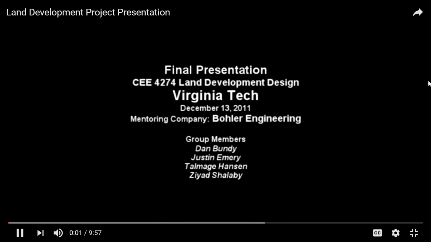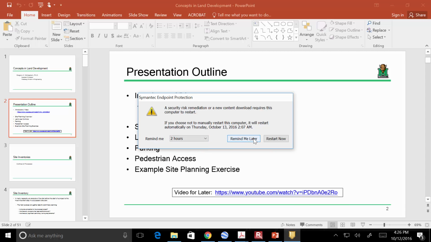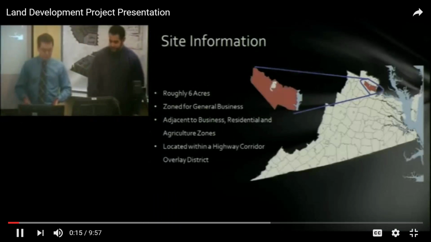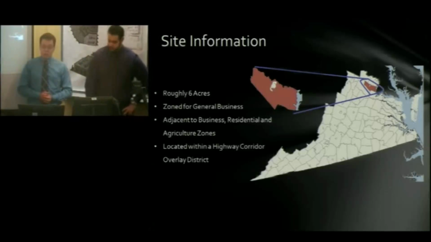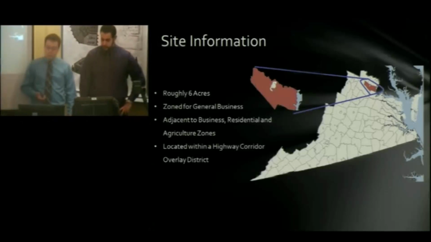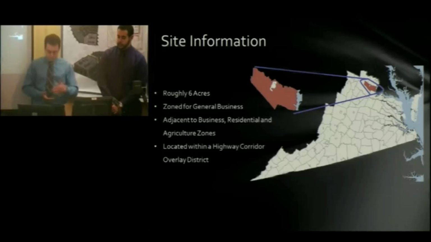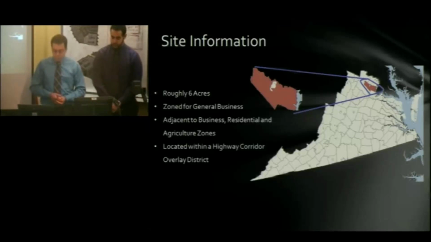All right, well, good morning, everybody. We're the team for Bowler, and I'm Dan Bundy. I'm Ziad Shalaby. That's the name, right? I'm Calvin Jansen. And we also are going by the team name of Diamond Design. So the site that we have given to us was a 6-acre site up in Prince William County. It was zoned for general business, so it was by right use for all of the structures that we hope to put onto the site.